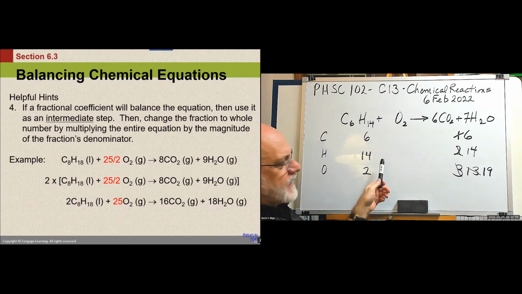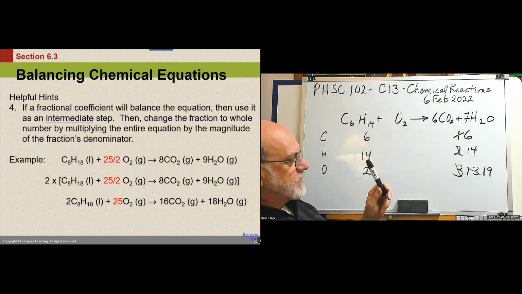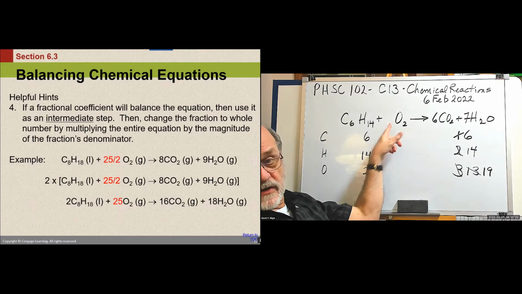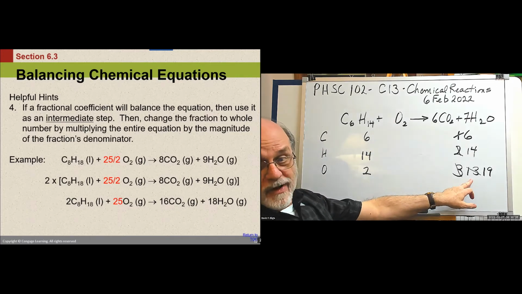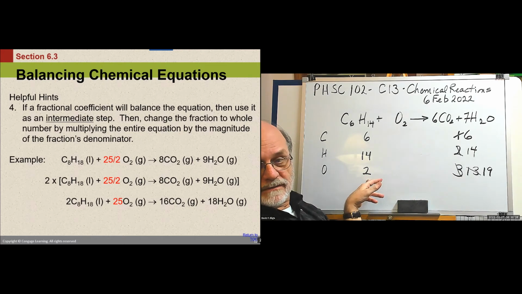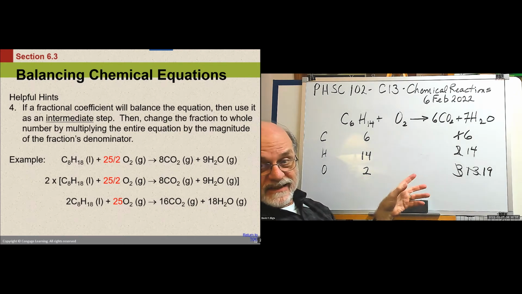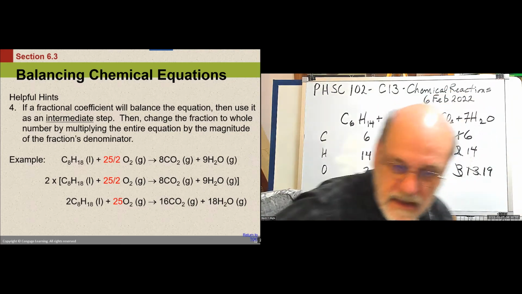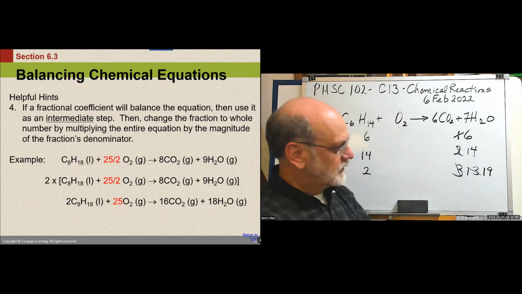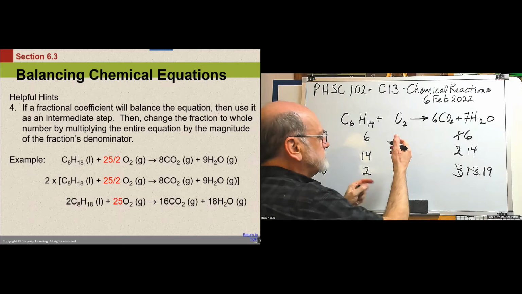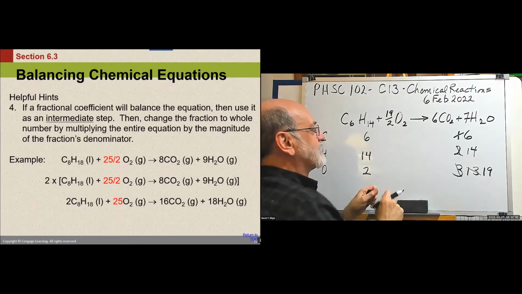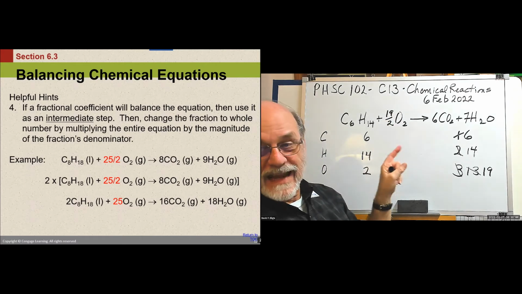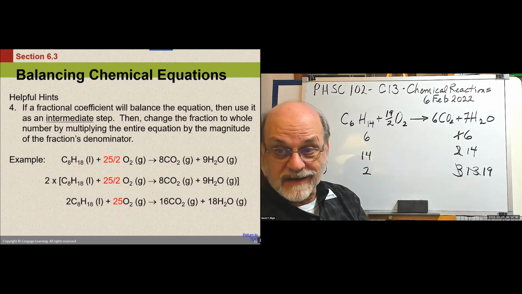Now we've got the carbon and the hydrogens balanced, but we don't have the oxygens balanced. We need 19 oxygens on this side. So how do you get 19, which is a prime number, out of a 2? Not easily, but the trick is to use a fraction, right? If we use a fraction like that, then 19 halves times 2 is 19, right?